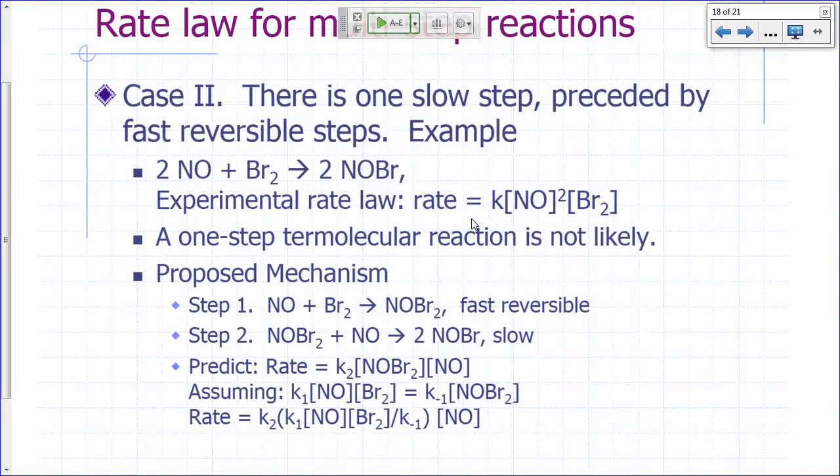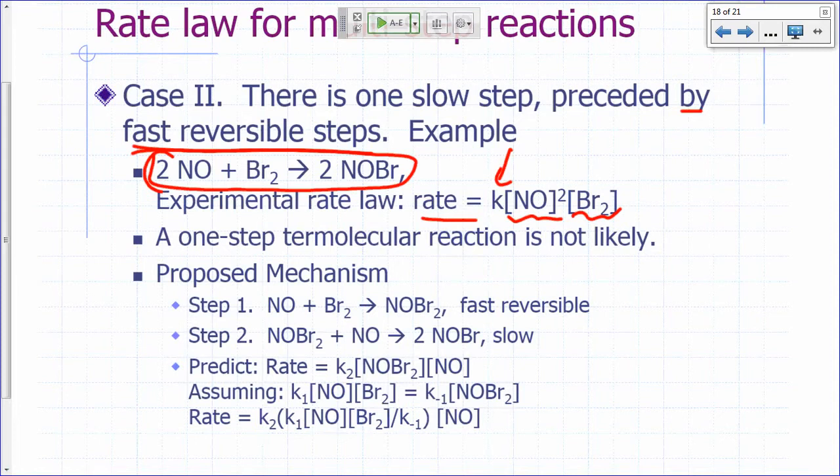Here's another simple case where you have one slow step, but it's preceded by very fast reversible steps. Let's look at this reaction of 2NO plus Br2 gives you 2NOBr. The rate law for this is equal to k times [NO] squared times the concentration of bromine.